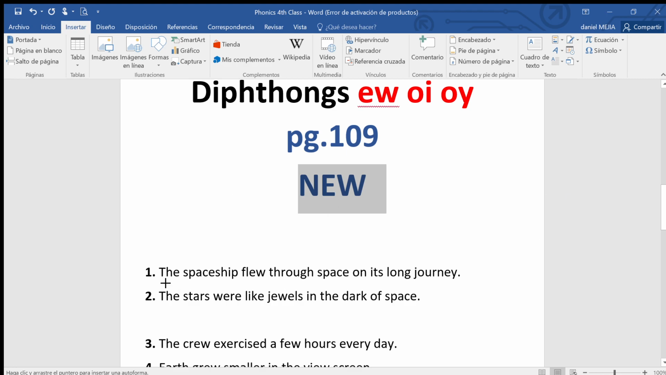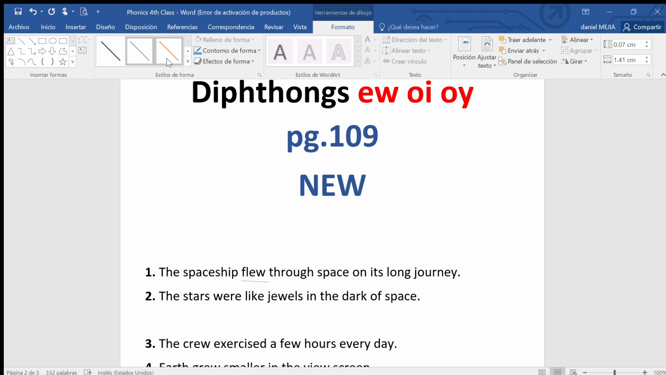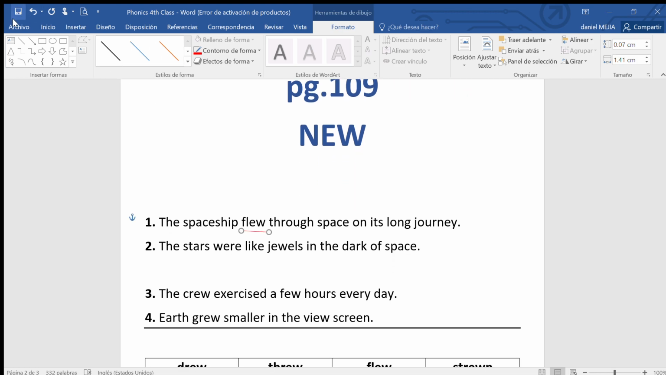We have the first sentence. The spaceship flew through space on its long journey. We have EW on what word? On flew. So you're going to underline flew. Then, on the second sentence, the stars were like jewels in the dark of space. Do we have words with EW? Yes, jewels. So underline them.